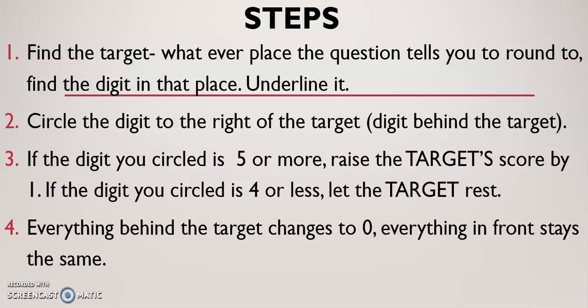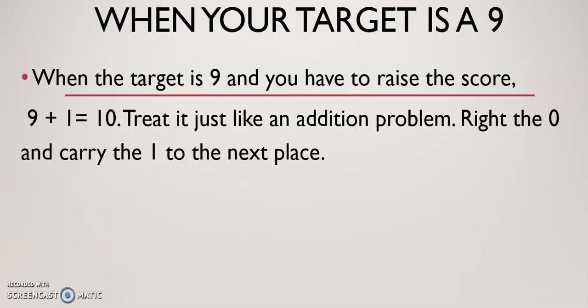Step 3, if the digit you circled is 5 or more, raise the target's score by 1. Not the digit that you circled. You're not raising the digit you circled. You're raising the digit that you underlined. If the digit you circled is 4 or less, let the target rest. And step 4, everything behind the target changes to 0. Everything in front stays the same.